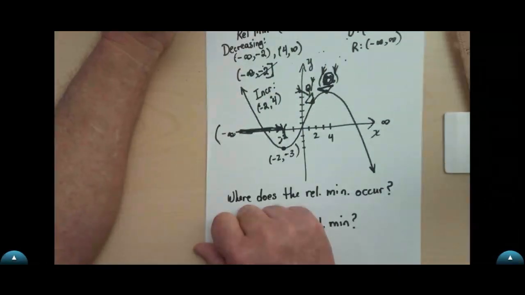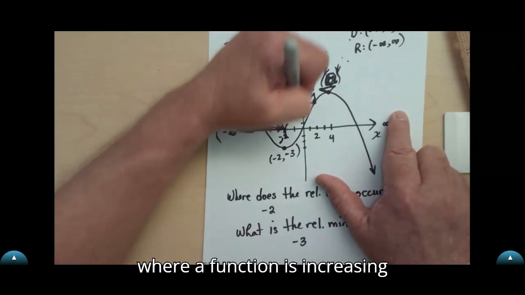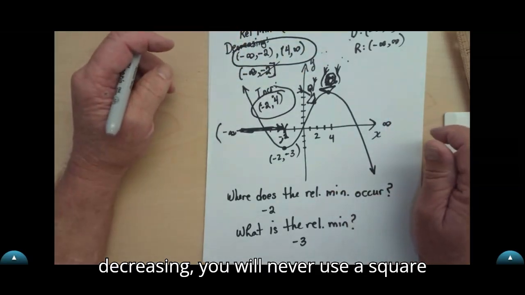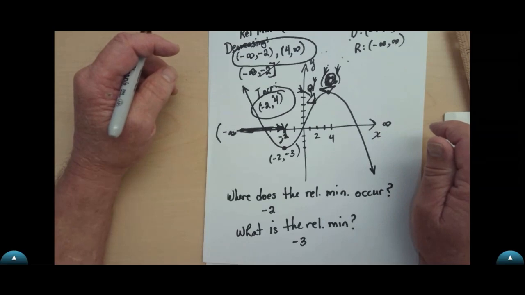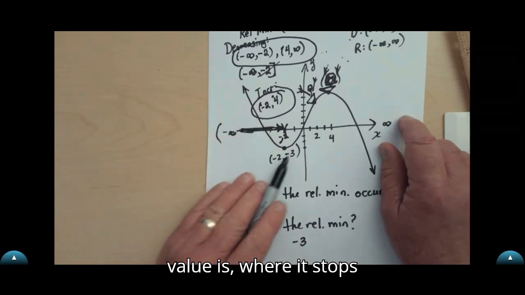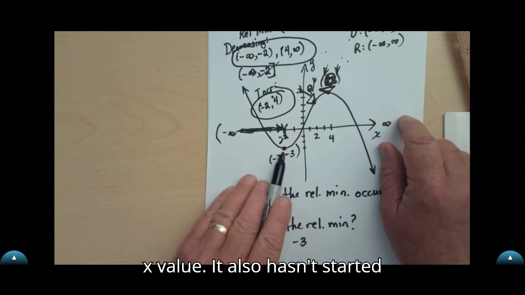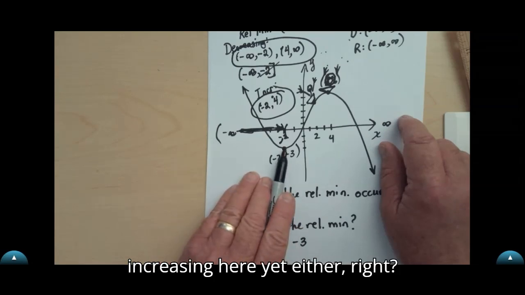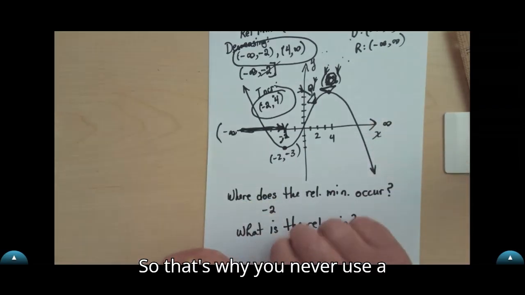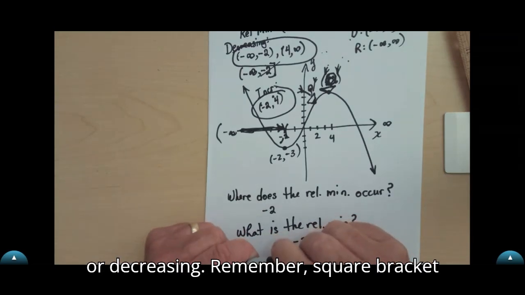Y'all see that? So when you give intervals where a function is increasing or intervals where a function is decreasing, you will never use a square bracket. Because whatever that x value is, where it stops decreasing, it's not decreasing at that x value. It also hadn't started increasing here yet either, right? So that's why you never use a square bracket anywhere where you're given intervals where you're increasing or decreasing.